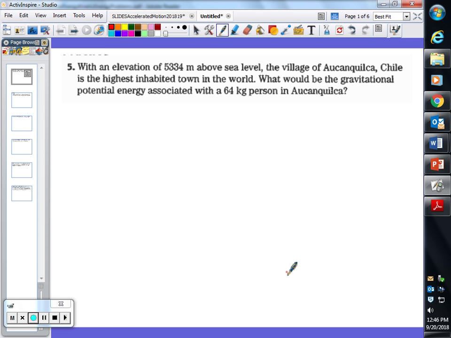All right. So the first problem I want you to do is at the bottom of page 24. It's question number 5. It talks about people in a village called Aquanquilac. Anybody speak Spanish? Anybody want to try this for me? Alcanquilca? It's a town in Chile that is the highest inhabited town in the world.